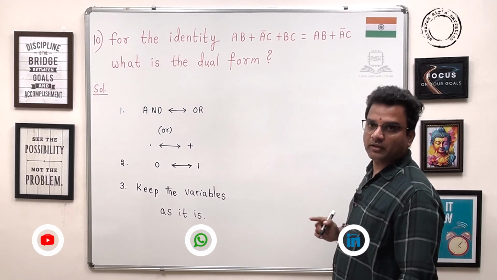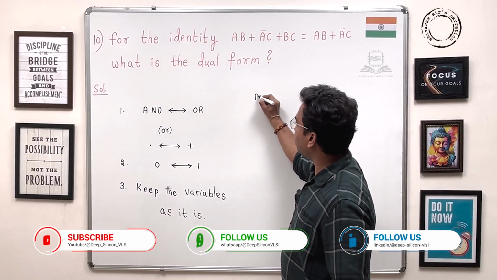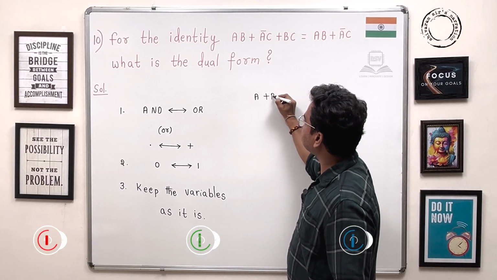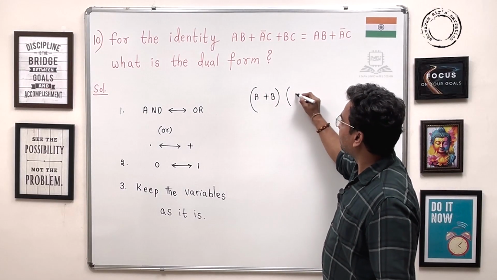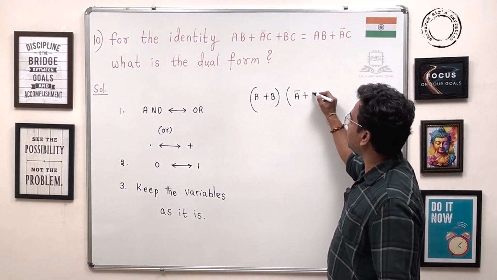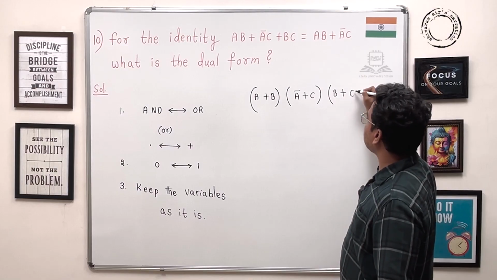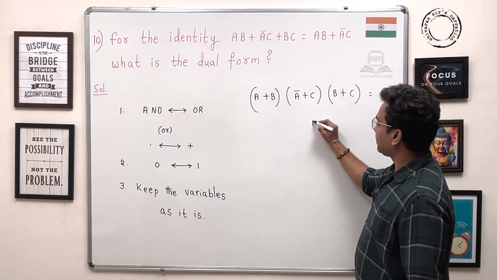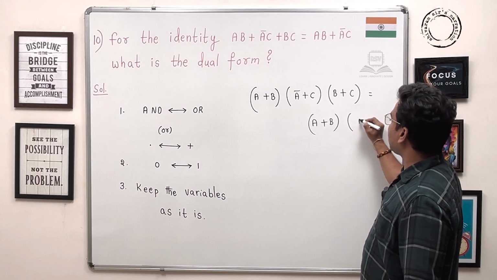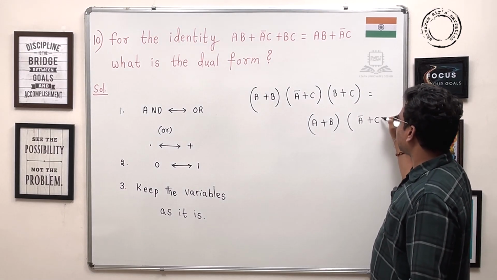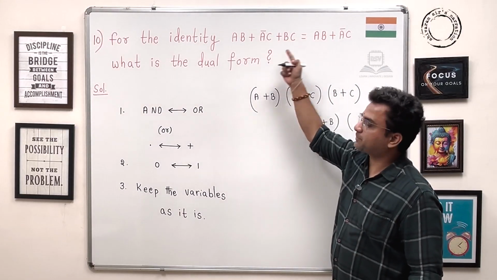Now let's see this. Here A dot B is there, so how to write it? A plus B, into, because plus is there, into A bar plus C, into B plus C, equals A plus B into A bar plus C. That's it guys. This is the dual expression of the given expression.